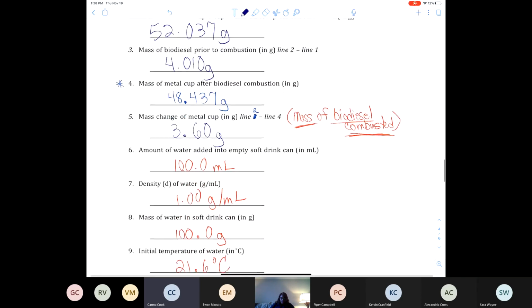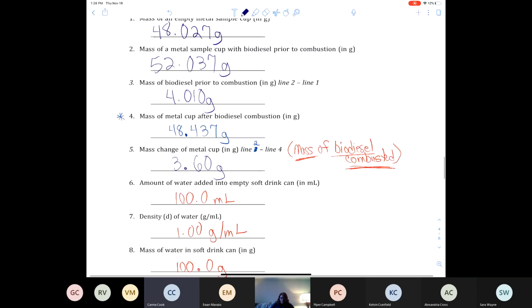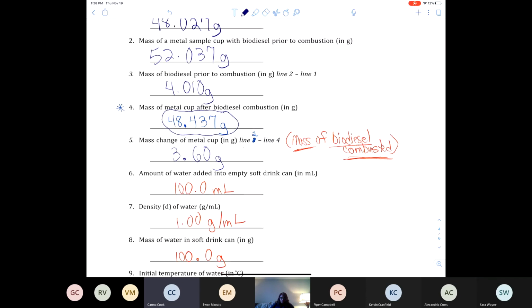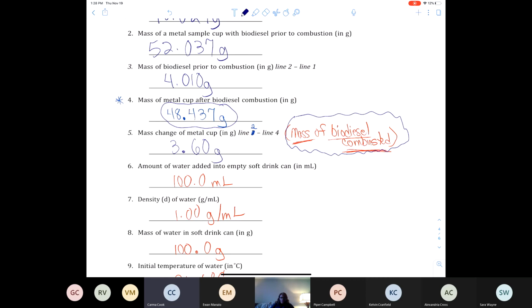And then line 5, you get by taking line 2 and subtracting from it line 4. I gave you this information for line 4. And then that's the mass change in the metal cup. And what that means is that's the amount in grams of the biodiesel that actually got combusted. So we had a total of 4.01 grams of biodiesel. So what that is telling us, not all of the biodiesel combusted. A little bit of it didn't, which is to be expected.